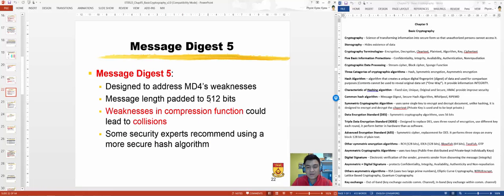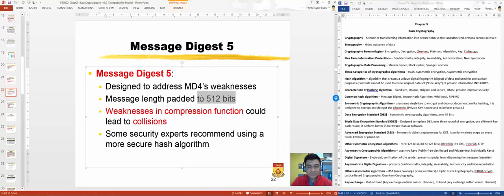It now uses 512 bits, a longer digest. Okay, so the more bits, the safer the hashing. To get this 512 bits, it's the same thing: the system has to add padding into it. Weakness in the comparison function could lead to collisions. Okay, so take note of some of the weaknesses.